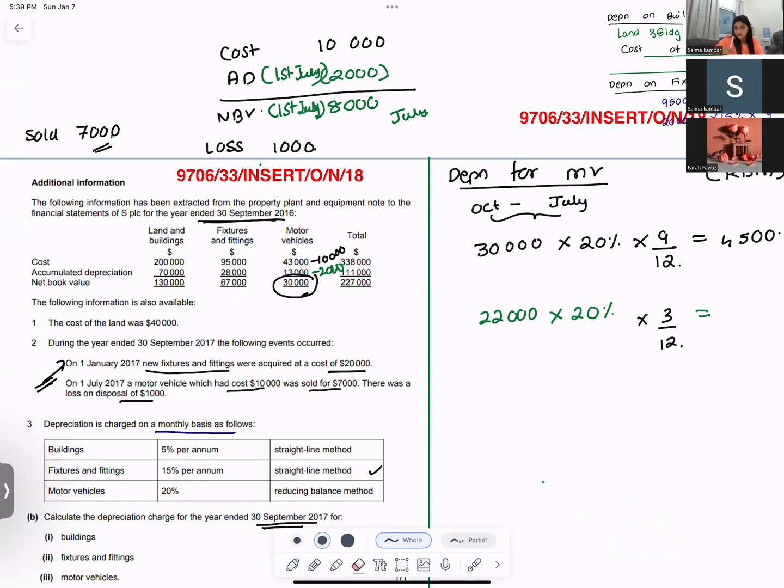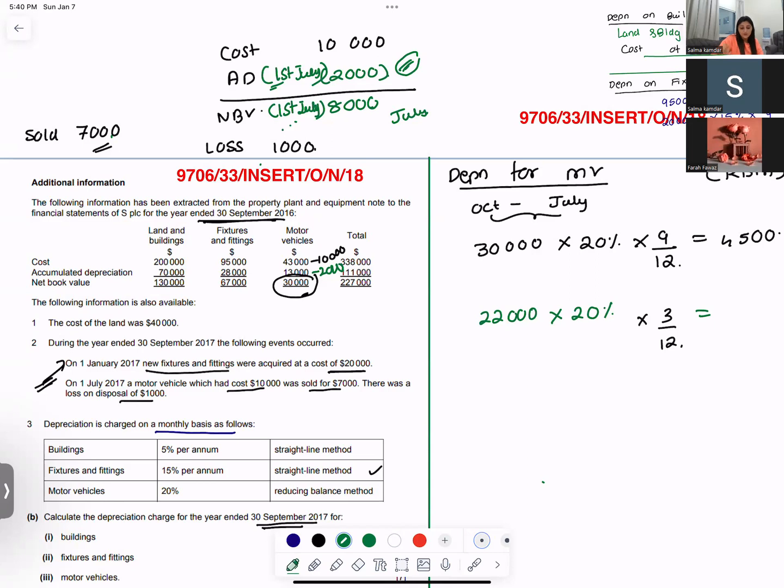Miss, I have a question. Yes, tell me. This accumulated depreciation won't include the entire 2,000, right? It will only include till 9 months, right? No, darling, listen to me. I am calculating the accumulated depreciation up to 1st July because I have the net book value on 1st of July.